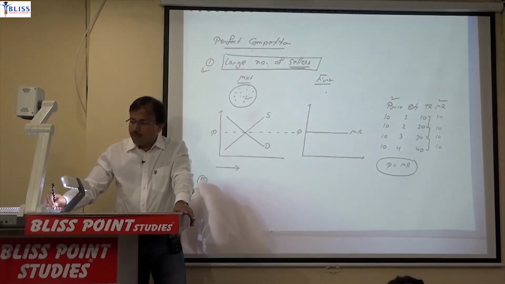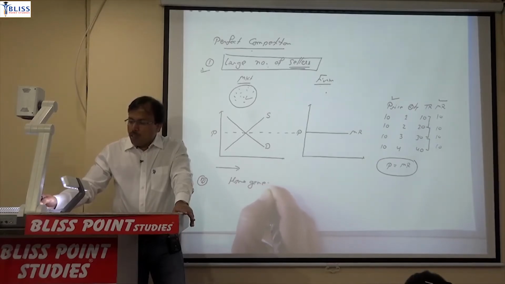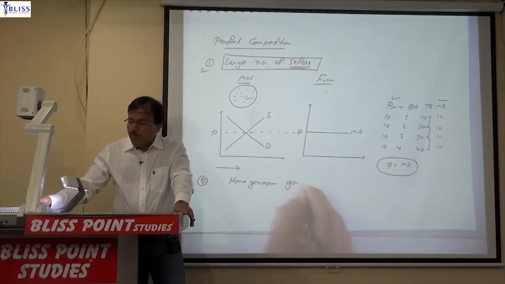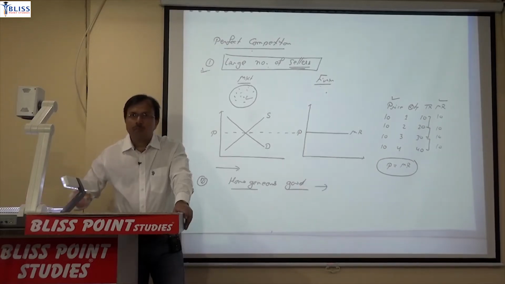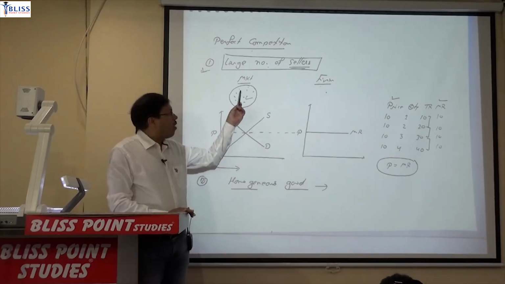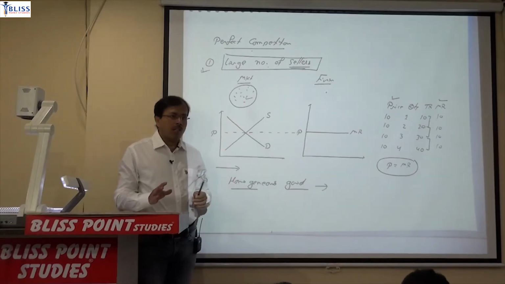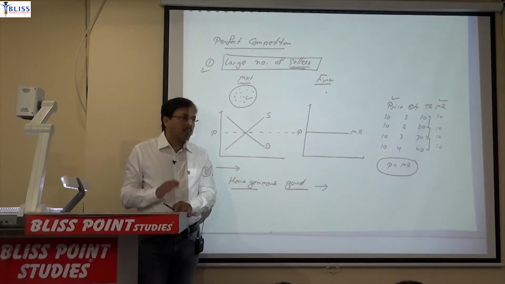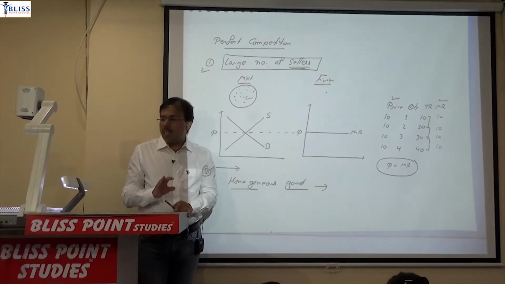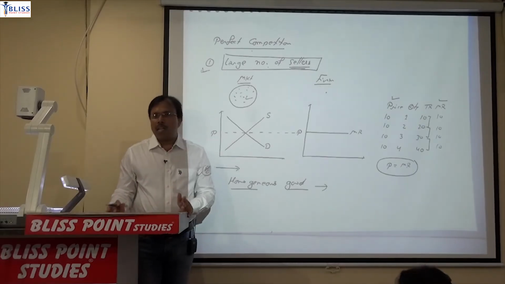Second, homogeneous good. So homogeneous good actually means what? All firms in market are producing identical product, identical in all respect. And if it is identical in all respect, it means buyer cannot separate between the product produced by different firms because they are identical in all respect.